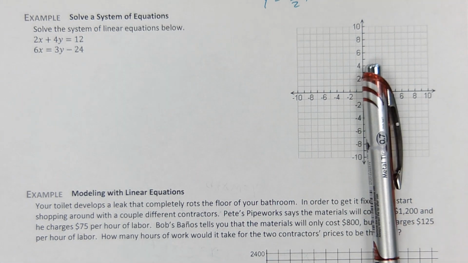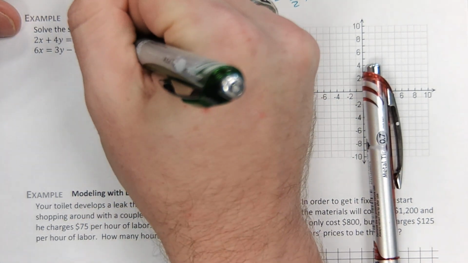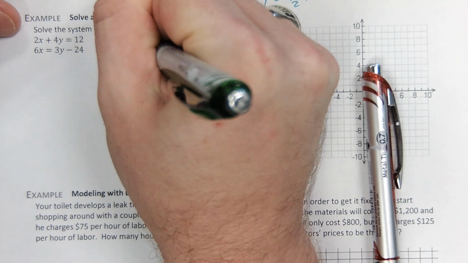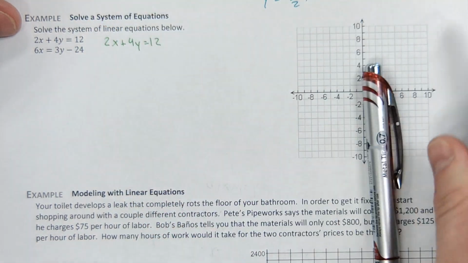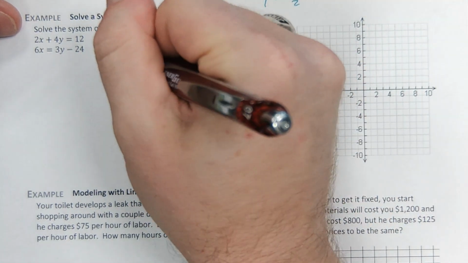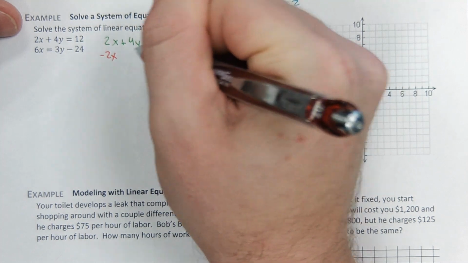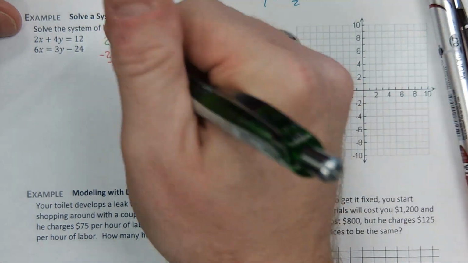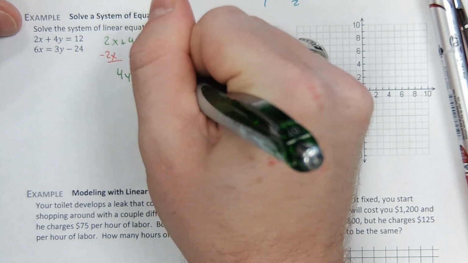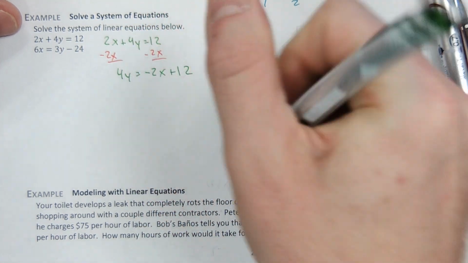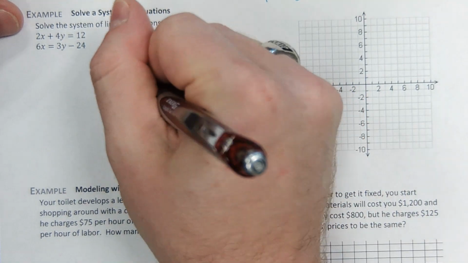You haven't seen a whole lot of this color combination. I'm going to subtract 2x from both sides because I'm trying to get that y value alone. Makes life easier while graphing. And then divide everything by 4.